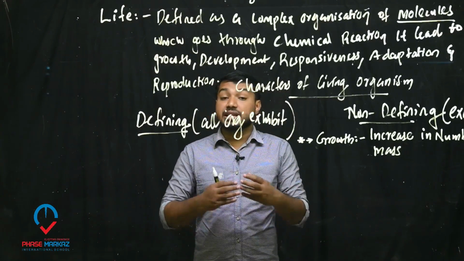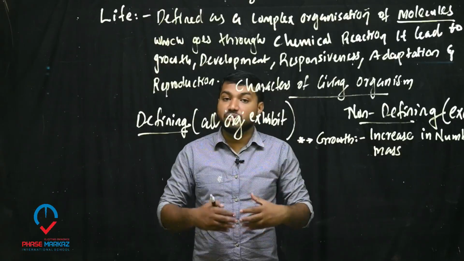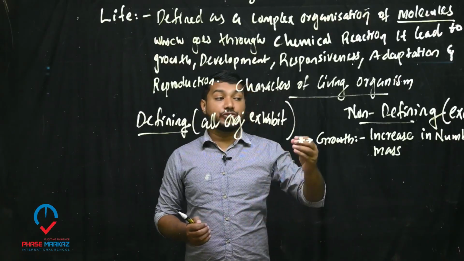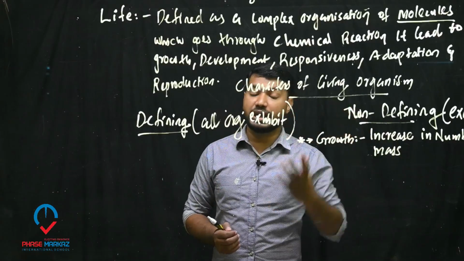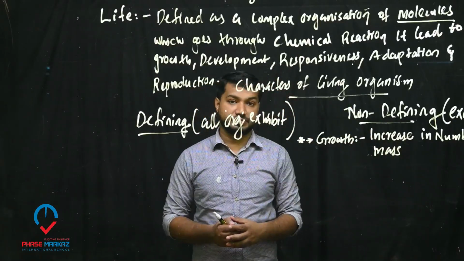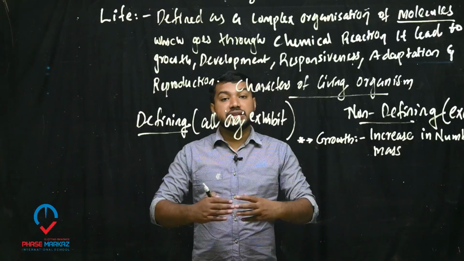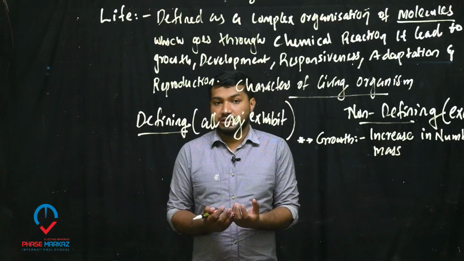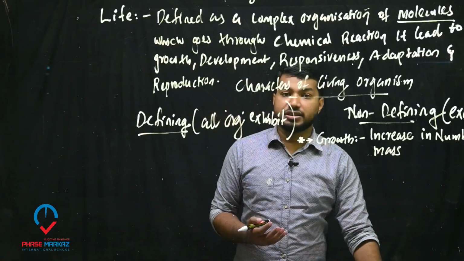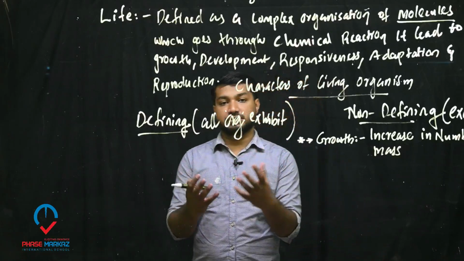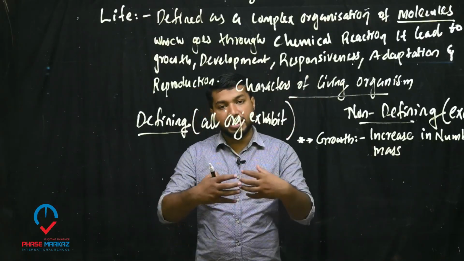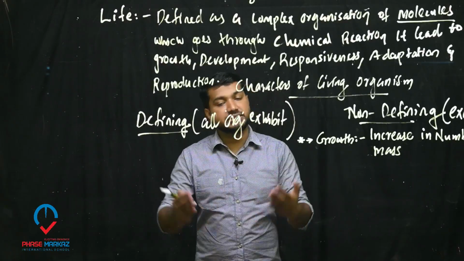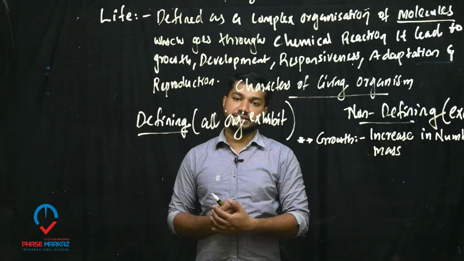Increase in number means the cells are dividing and producing more and more cells, right? And of course, in the case of microorganisms, unicellular organisms, their increasing number is considered as growth. How will the number increase? For example, an amoeba will divide into 2 and produce 2 daughters. That means a single cell divided into 2, right? So the number is increasing. That increase in number is considered as growth in the lower organisms, right?